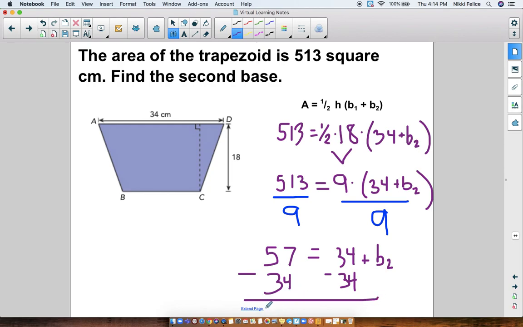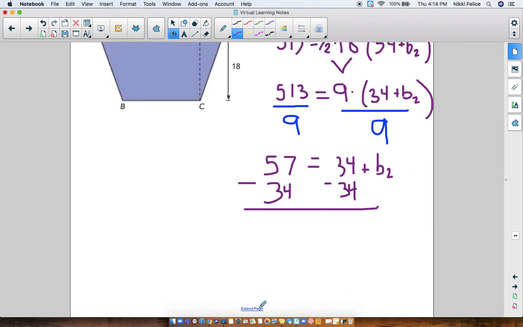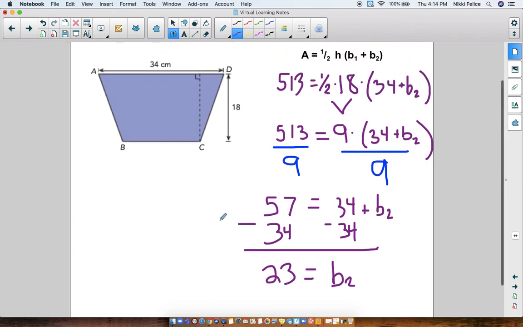Okay, well, I'm going to need a little bit more space here. And so we're going to have B2 on this side. And 57 minus 34 equals 23. So that means the second base right here is 23 centimeters. Okay, so you're just filling in what you know and then you are solving.